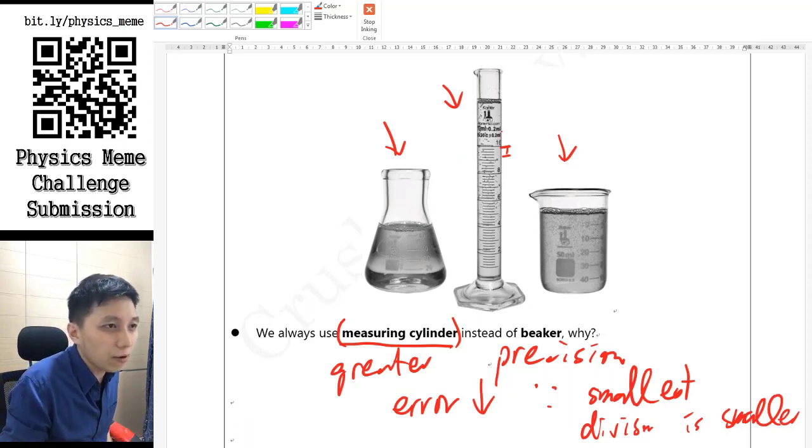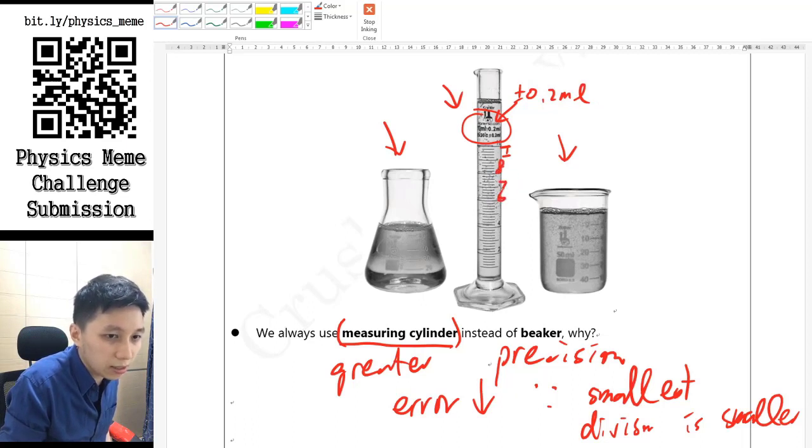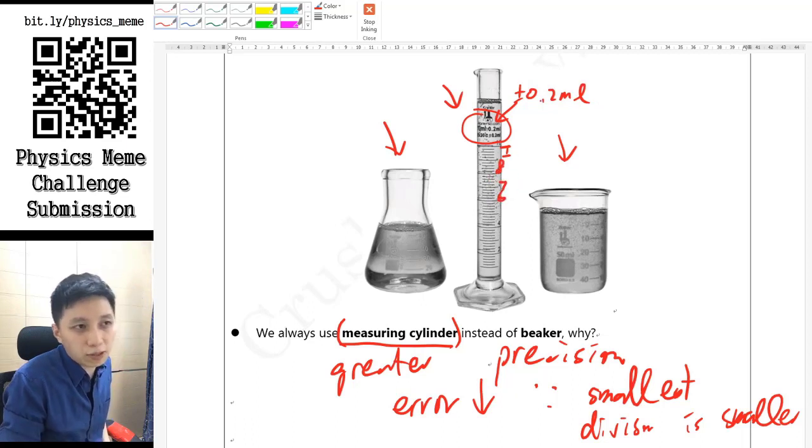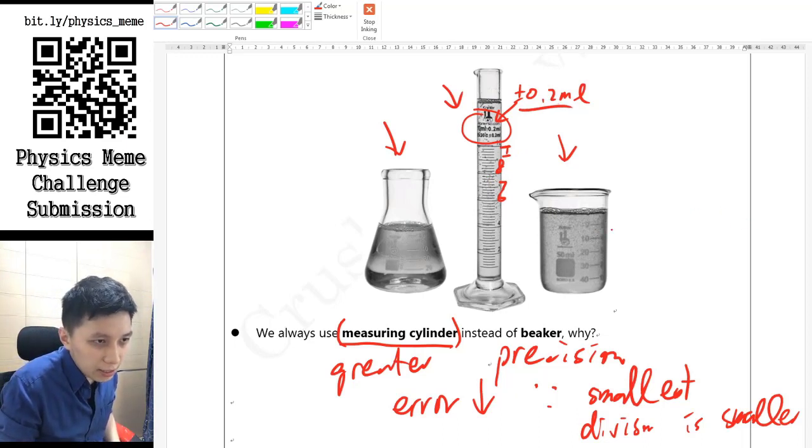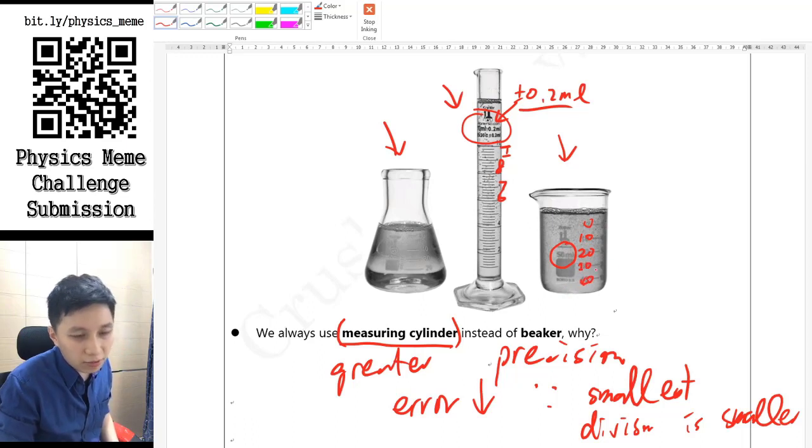So for example, for these measuring cylinder, actually I can see here, it's at plus or minus 0.2 mil. Alright, and I think that's actually true. Yeah, because this is 8, this is 6, this is 7, and in between there are 5 intervals, so 0.2 for each interval. As if you look at the beaker, I think this one is saying 50 mil, and so this is 0, 10, 20, 30, 40. Actually it's strange, I don't know why this is in the order. But anyway, between the interval, it is actually 10 mil.